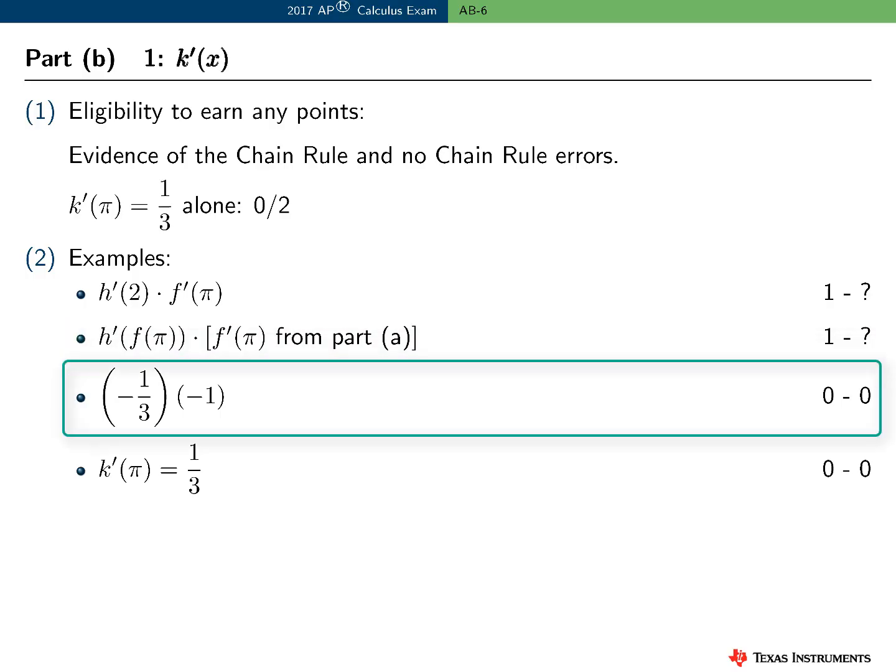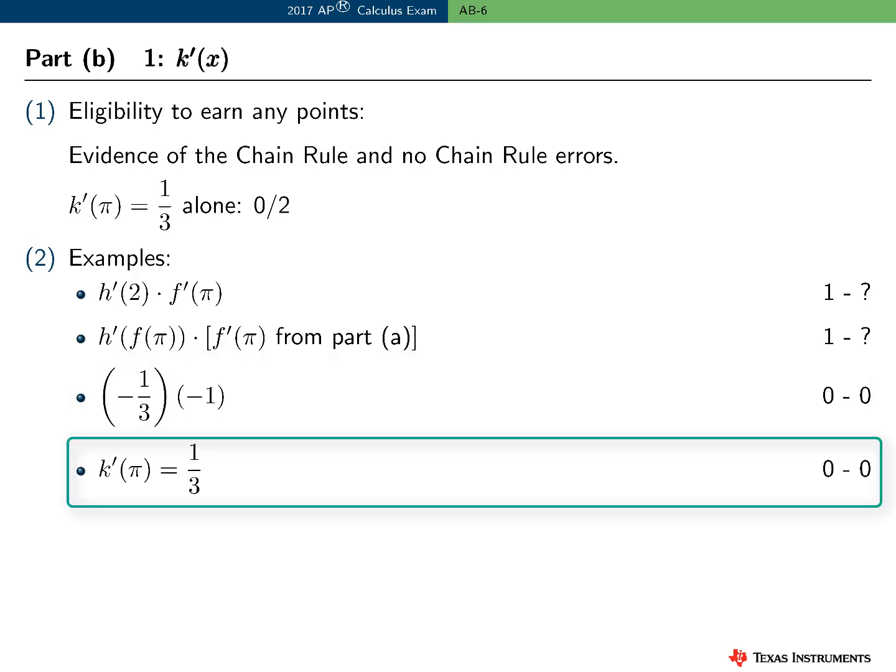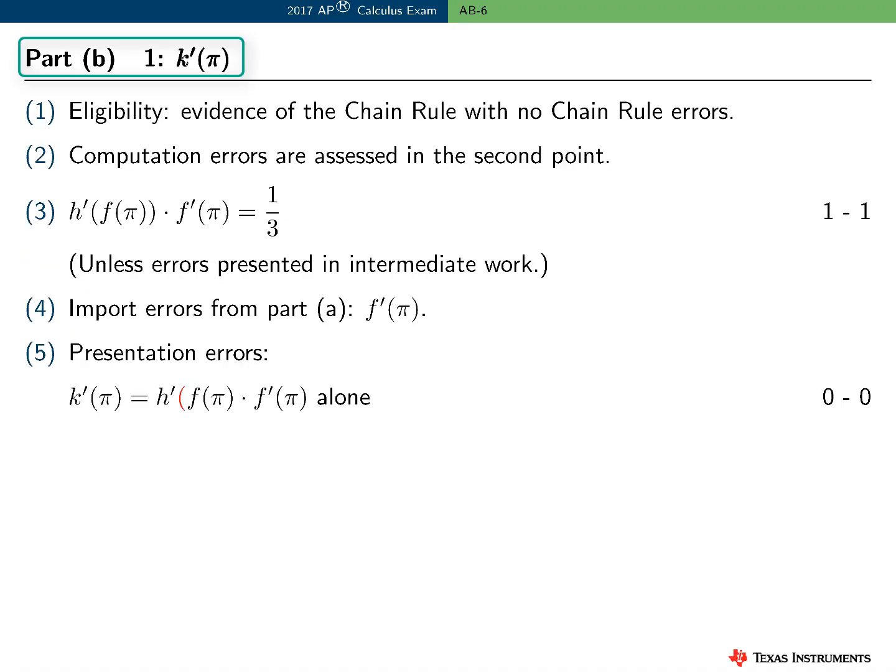In the next example, the student has presented a correct numerical answer, but no evidence of the chain rule. This earns 0 points. And the final example is just a bald answer once again. No supporting work is presented. This also earns 0 points. Here's a little bit more information to summarize the second point in Part B.